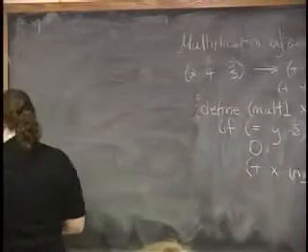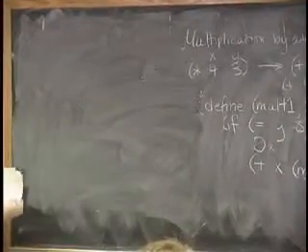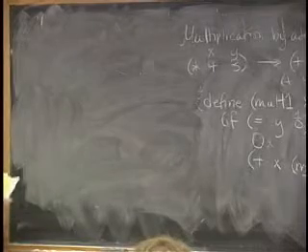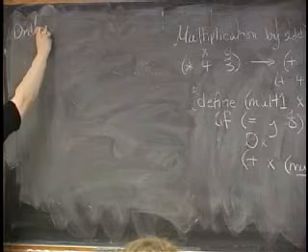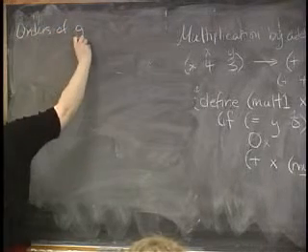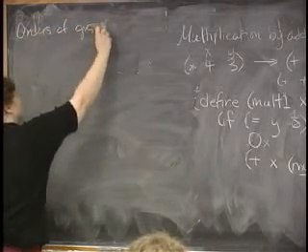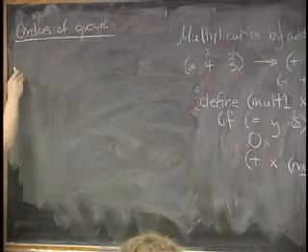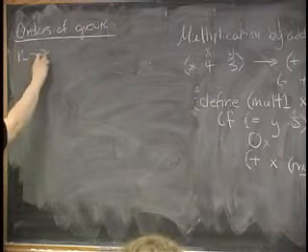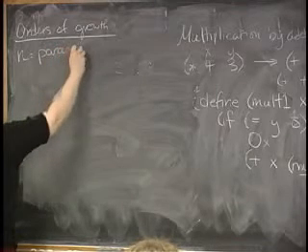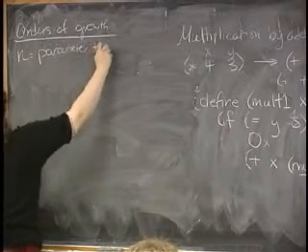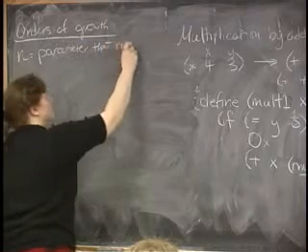The formalization for orders of growth is, let's say that we have n, which is a parameter that measures the size of the problem.